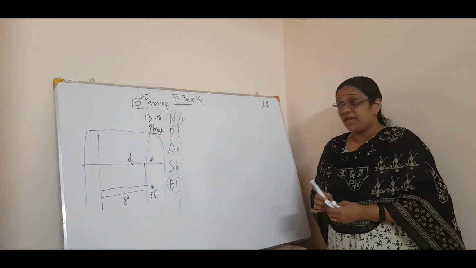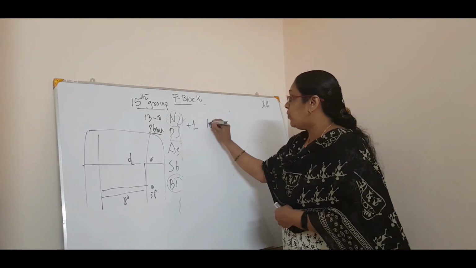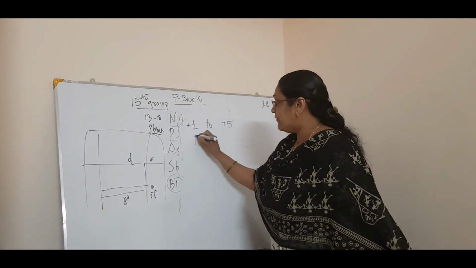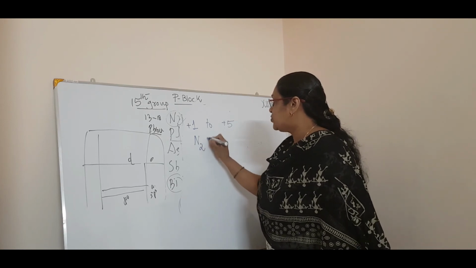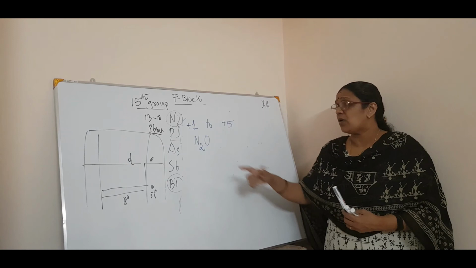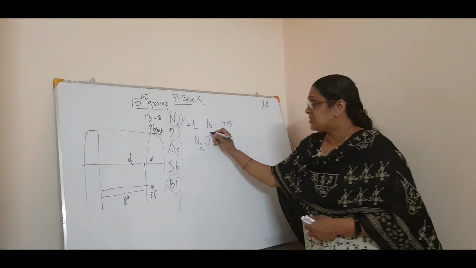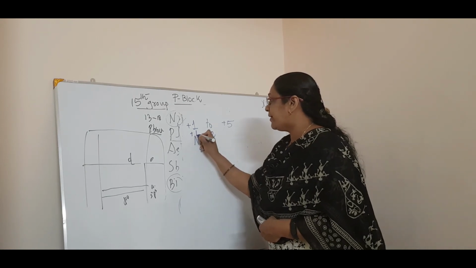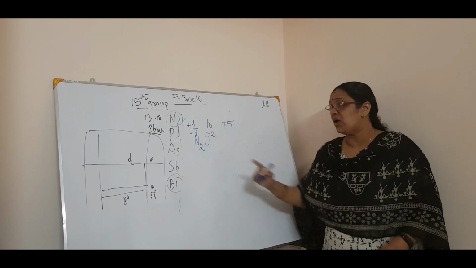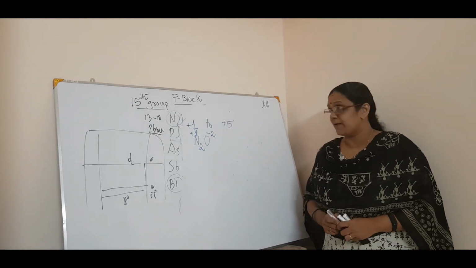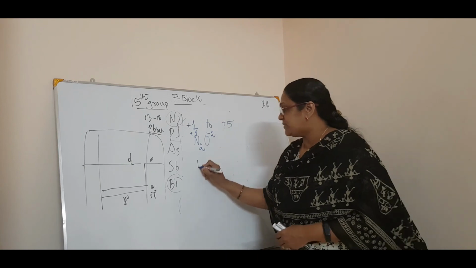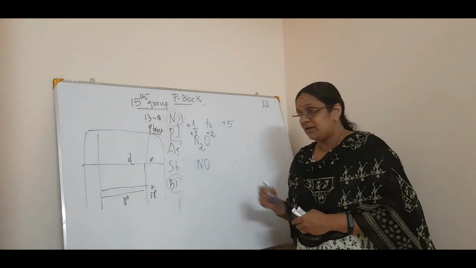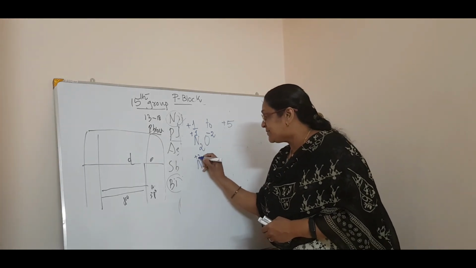As I told you, nitrogen will show states from plus 1 to plus 5. For plus 1, I will say N2O. What is the oxidation state of nitrogen in N2O? Oxygen is minus 2, and there are 2 nitrogens, so it will be plus 1. Correct? Now coming to plus 2, that means NO. In NO, oxygen is minus 2, nitrogen is plus 2.